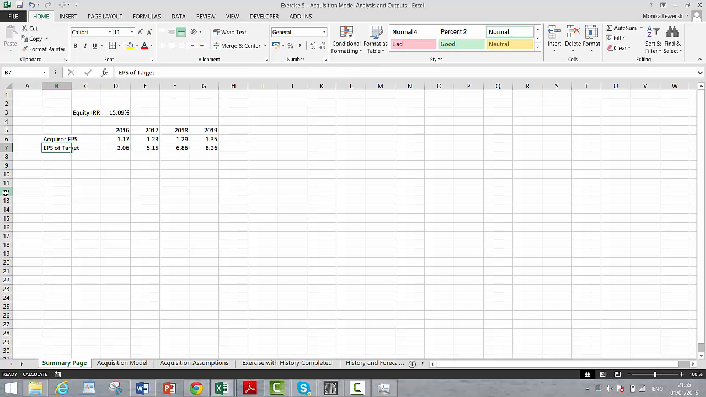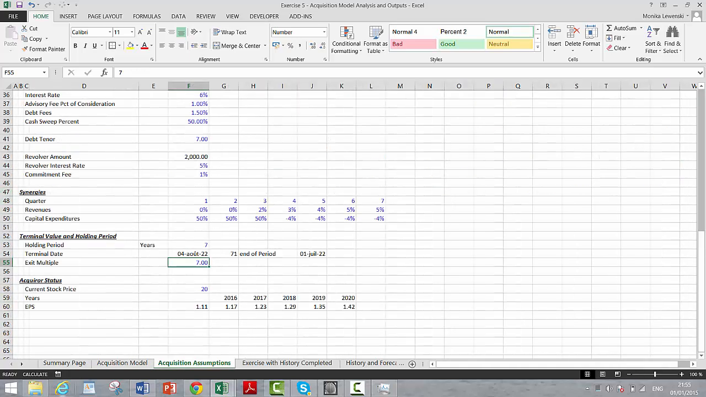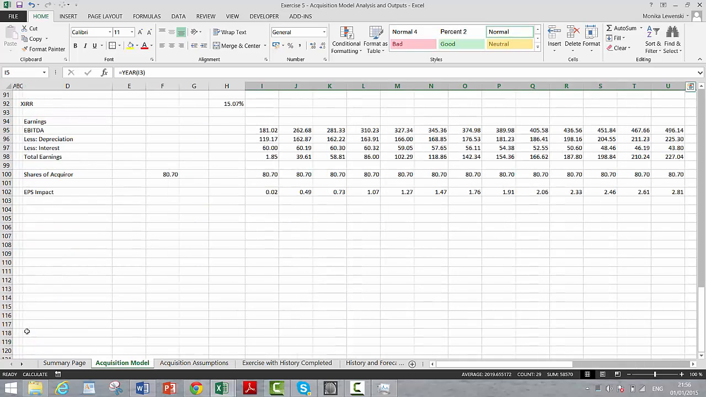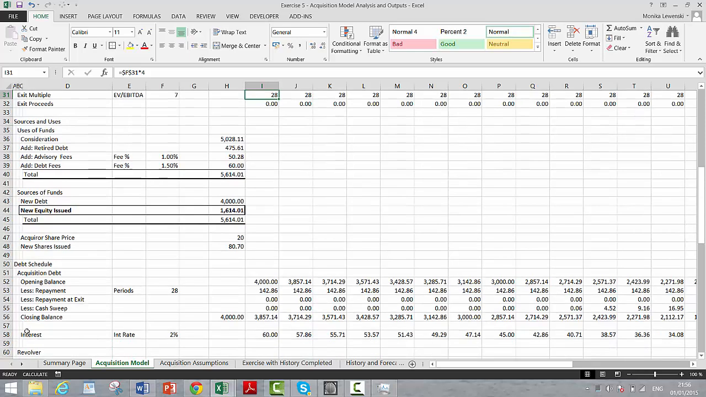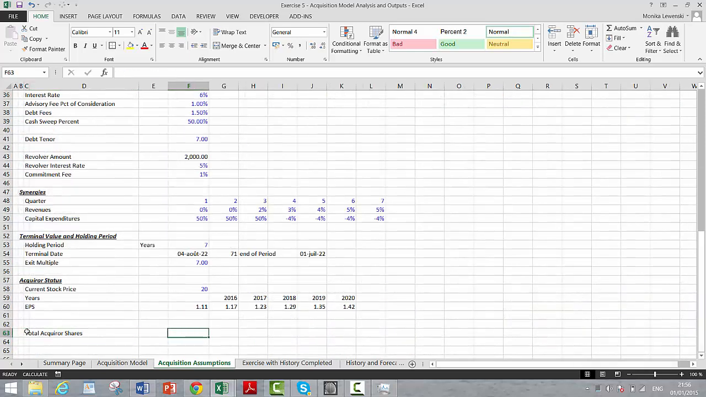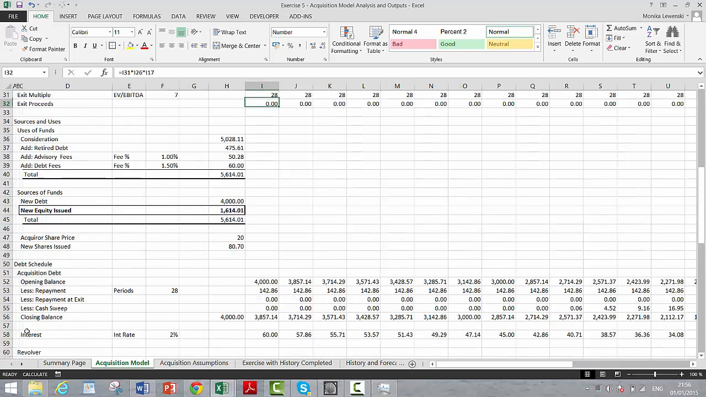So if we would put this together, we could make a consolidated analysis. To do that, we'd have to put some sort of assumption in an assumptions page of total acquirer. So we issued, how many shares did we issue? We issued 80 million shares. Let's say we were a much bigger company. Let's say we have 250 million shares.